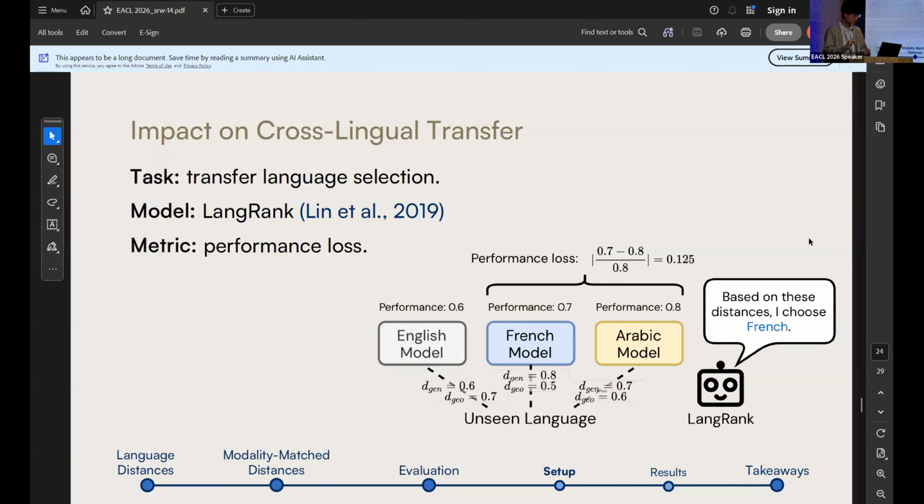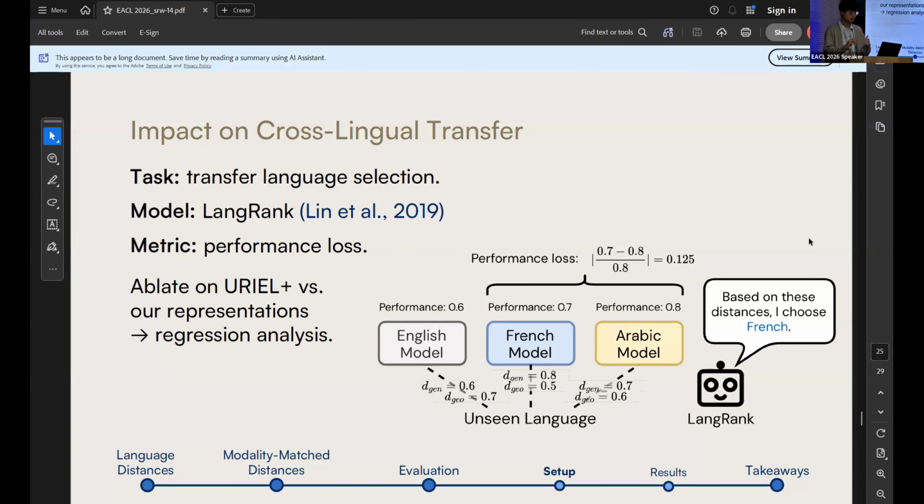We then measure the performance of LangRank itself by a metric called performance loss, which we define as the relative gap in performance between the model that LangRank chooses and the best model. A concrete example: for this task, LangRank chooses the French model, while the best model is Arabic. The French model has performance 0.7, the Arabic model has performance 0.8, and so the performance loss of LangRank in this case for this unseen language is 0.125. So the overall idea here is that LangRank's performance, which we measure using this metric called performance loss, is dependent on the utility of our language distances for cross-lingual transfer.